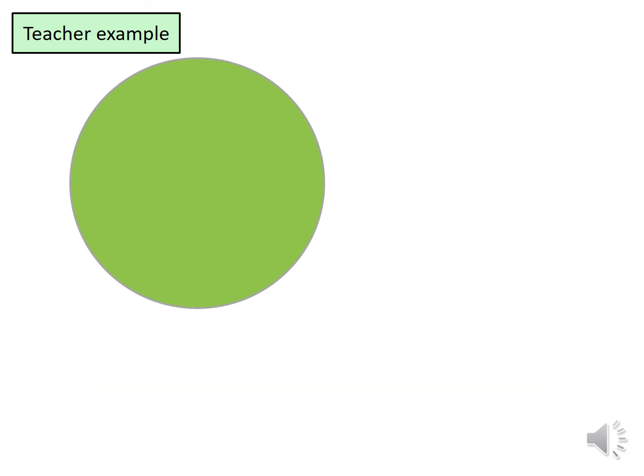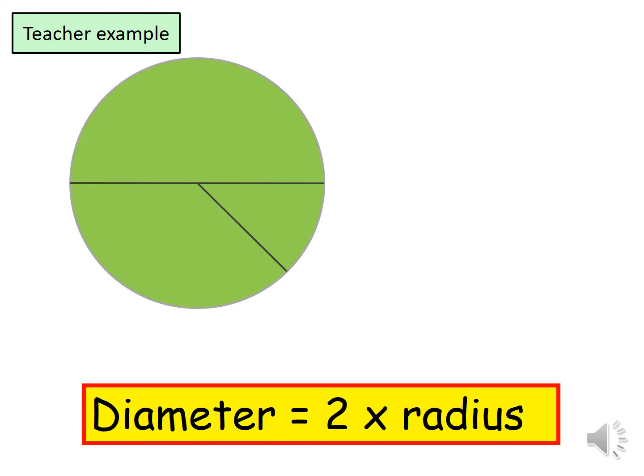So here's an example to find the diameter. Again, our formula is diameter equals 2 times the radius. If the radius is given as 3 centimeters, we need to multiply the radius by 2 to give me the diameter. So 3 times 2 is 6 centimeters. So in this case, the diameter is 6 centimeters.